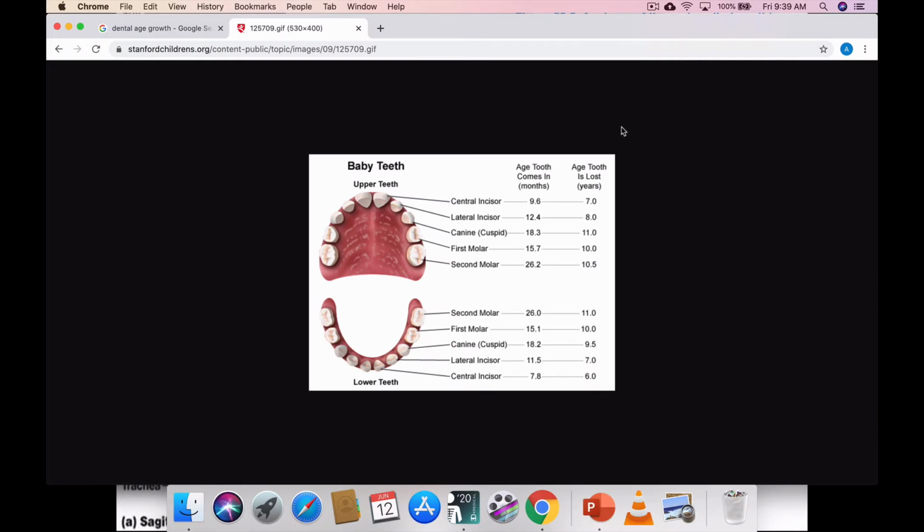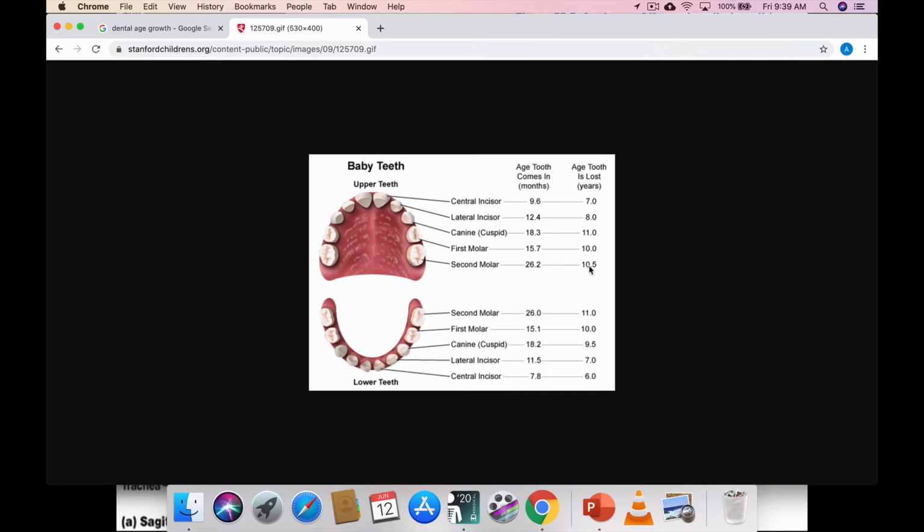In the picture, at the 9th month the central incisor teeth come and fall at 7 years. Likewise the lateral incisor comes at the 12th month and falls at 8 years. Then the canine teeth come in the 18th month and fall by 11 years. The first molar comes by the 15th month and falls by 10 years. Then the second molar comes by the 26th month and falls by 10 years.